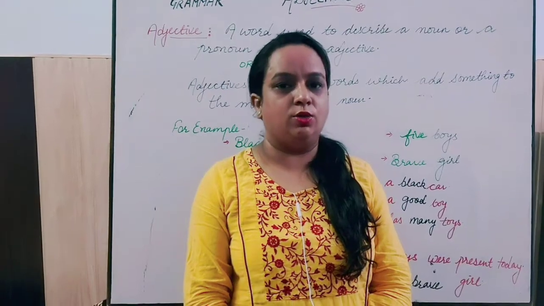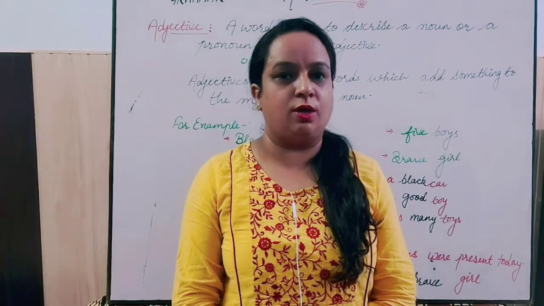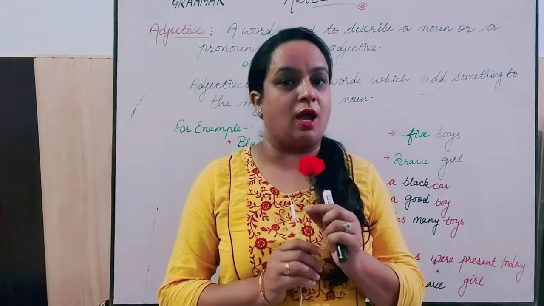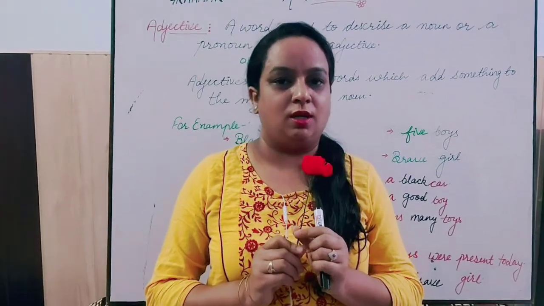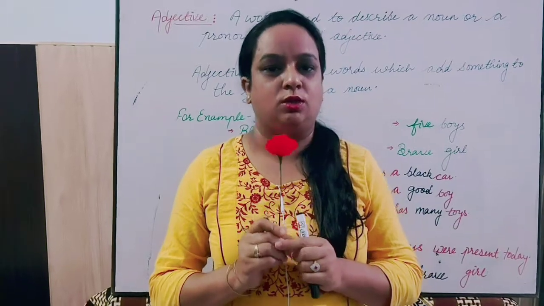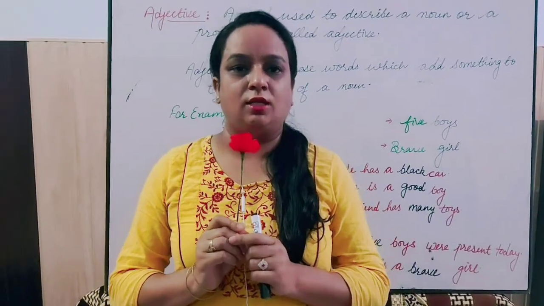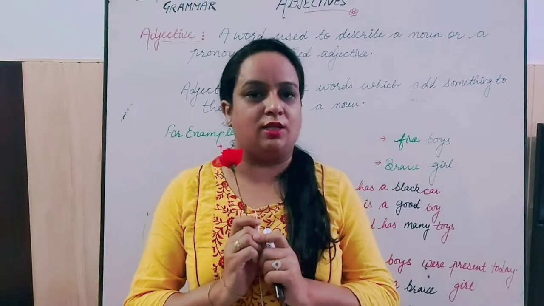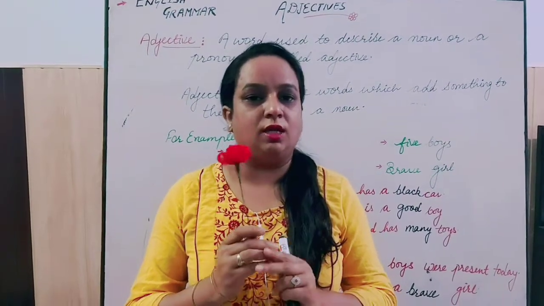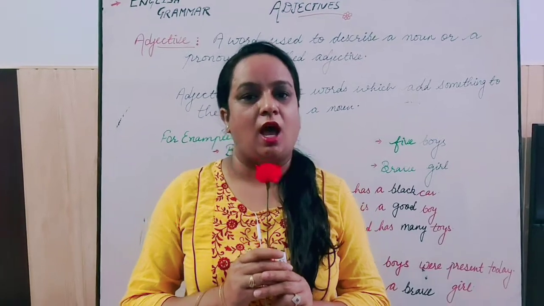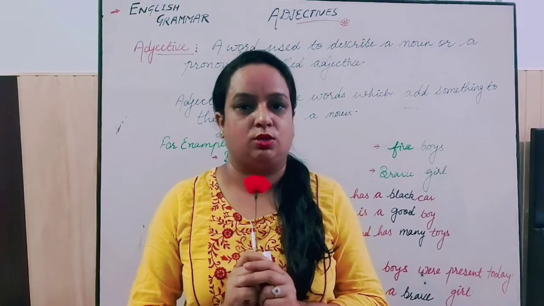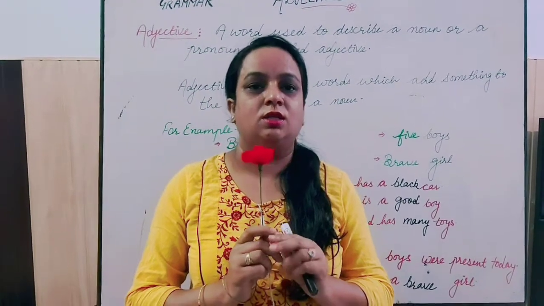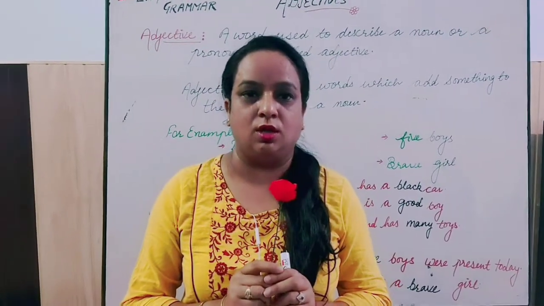Today we are going to learn something related to grammar. Let me show you something. I have a rose. Clear? I have a rose. Now if I ask you what is the color of the rose, you will say red. Once again I will say this sentence: I have a red rose. So red is the word which is describing the rose.